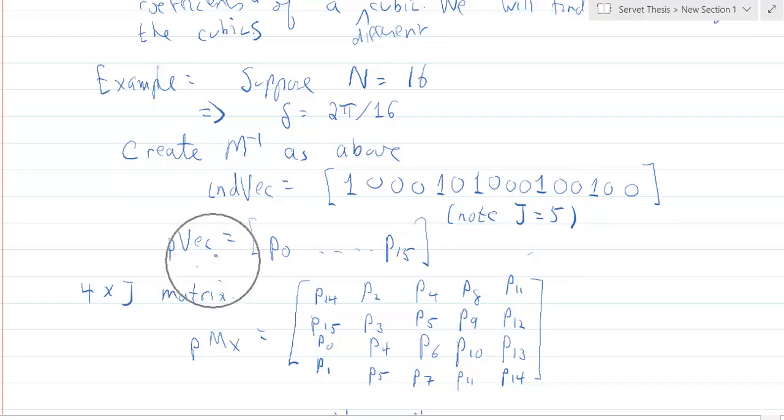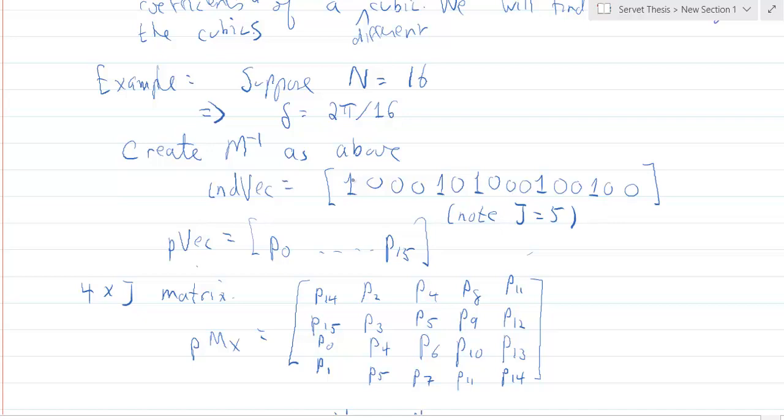Now PVEC is also going to have 16 values. If you check, you'll see this has 16 values. You can put some arbitrary complex values in here to test your code. So from this, we would create a 4 by j matrix. Now, what would the 4 by j matrix mean? Notice that the 1 here is in the 0 place.